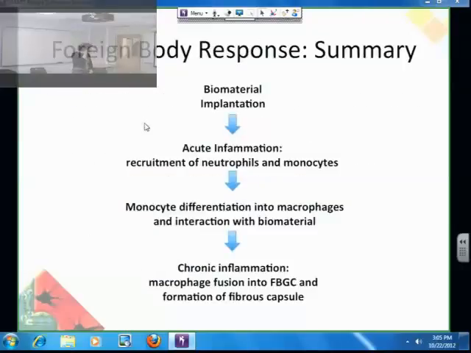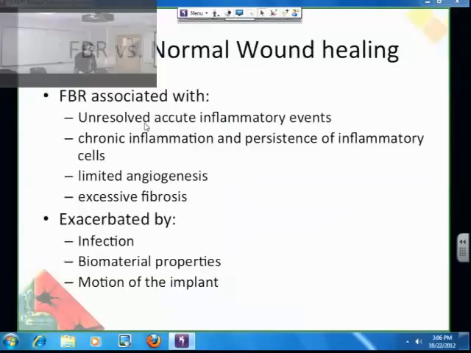So, one of many summary slides: basically the foreign body response is when you implant a biomaterial, which is the foreign body. As soon as that happens, you have acute inflammation because of the damage to the blood vessels, and that recruits neutrophils and monocytes, which then differentiate into macrophages. And then depending on the biomaterial and the macrophage interaction with the biomaterial, that affects the ensuing response in terms of if the fibrous capsule forms, how thick it is, whether or not the material can be degraded. But chronic inflammation is basically when macrophages fuse into foreign body giant cells and wall off the material into a fibrous capsule. So the foreign body response is like normal wound healing in some ways, in that it's completely controlled by the inflammatory response, and that there are provisional fibrin matrices.